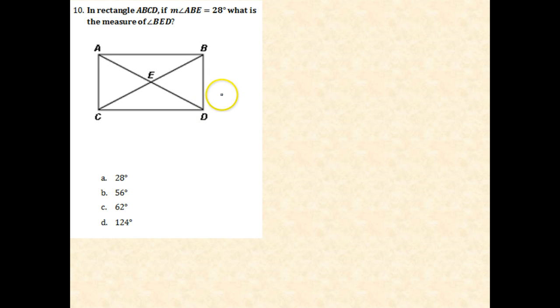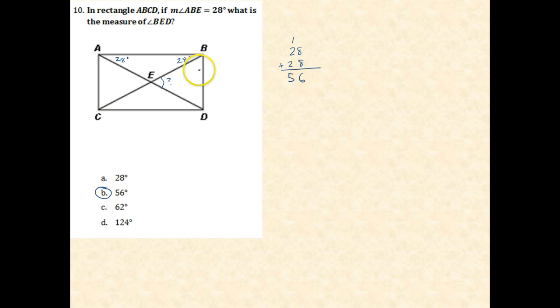If the measure of angle ABE is 28 degrees, what is the measure of BED? So what is the measure of this angle right there? Well, there's a couple ways we can figure that out. This one is also going to be 28 degrees. And the external angle is the sum of the two opposite angles. So 28 plus 28 is 56.